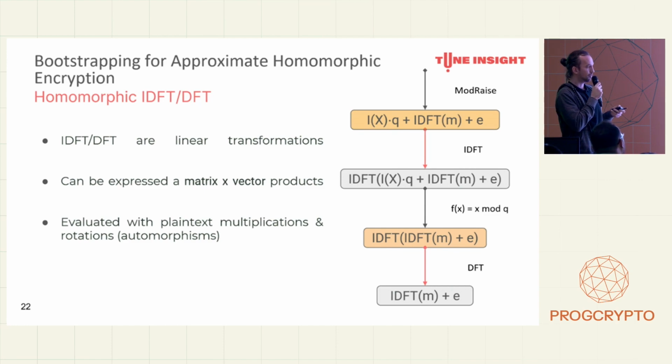So the forward and backward discrete Fourier transforms are simply linear transformations, and as we saw before, you can evaluate them with addition, multiplication, and rotation. It can be expressed as a matrix-vector product, and you can express this matrix-vector product with plaintext multiplication and rotations. So this operation is fairly easy to do under encryption. It's simply rotation and plaintext multiplication. It's quite fast, and for the last 3 years, there has not been really an improvement on how to do it.